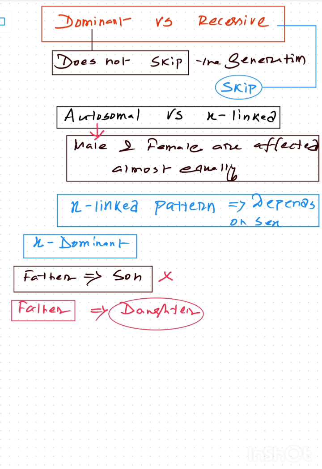And you will not see any female carrier in case of X-linked dominant. Just think about what I have given previously. You will not see any carrier female.